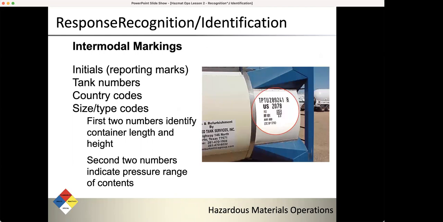Intermodal markings, similar to rail. So we've got initials or reporting marks again that identify this particular tank. There's a country code, size and type. Looks like this is the standard it was built to. Oh, sorry. First two numbers identify container length and height. 20 and 78. Pressure range of contents. I'm not sure how that applies there in that picture.